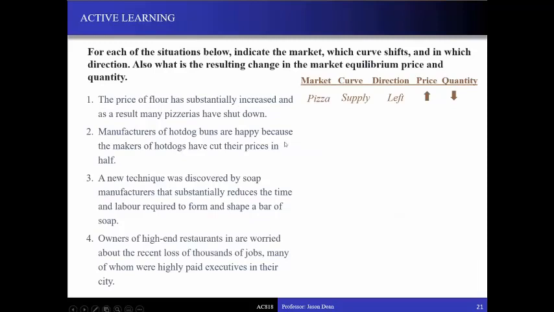So again, with these questions, when you're reading them, you're trying to figure out, okay, what are they talking about here? Is this something related to the demand curve or the supply curve? In the next question, the manufacturers of hot dog buns are happy because the makers of hot dogs have cut their prices in half. So in this case, we're focusing on hot dog buns. That's the market. I'll make you think for a sec: is this a demand or supply curve thing?